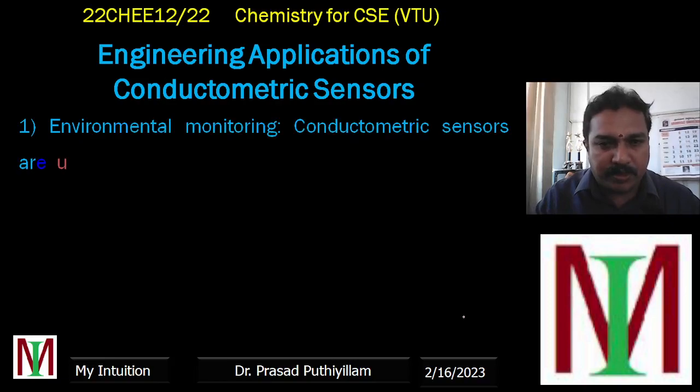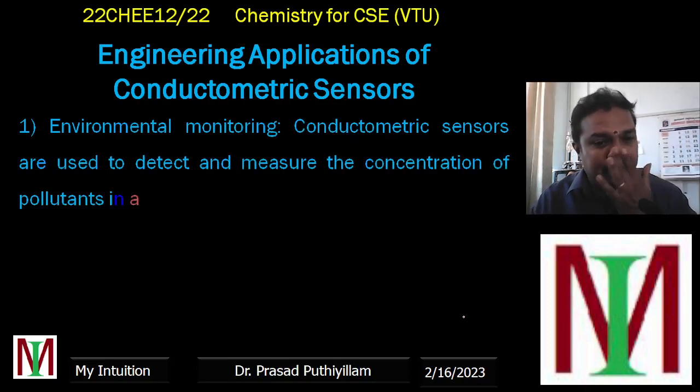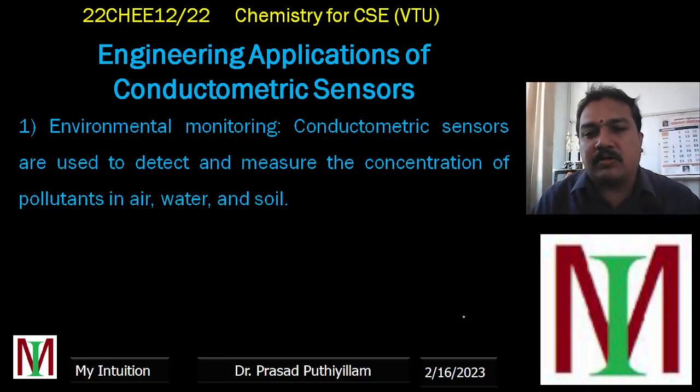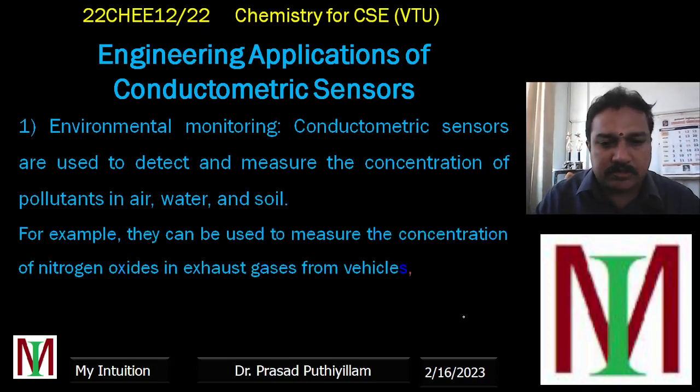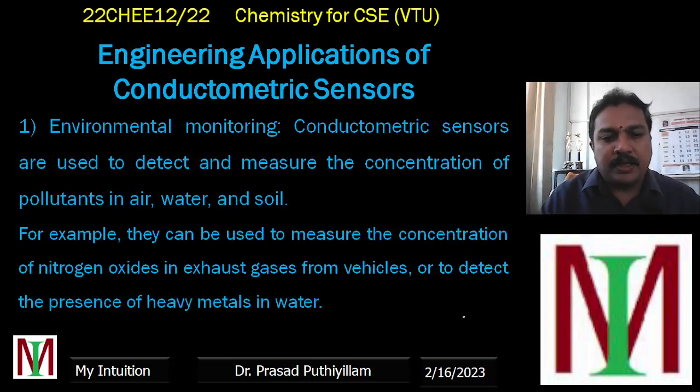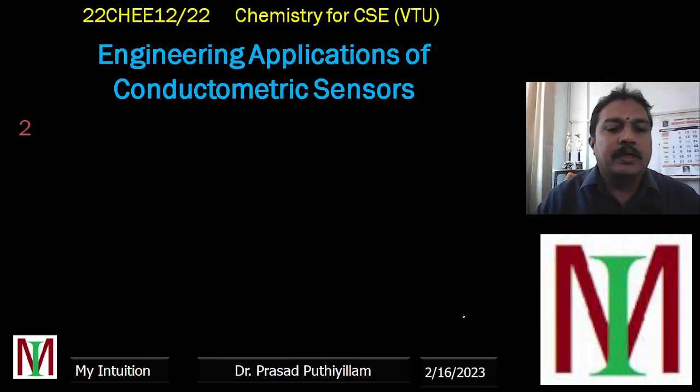First example, environmental monitoring. Conductometric sensors are used to detect and measure the concentration of pollutants in air, water, and soil. For example, they can be used to measure the concentration of nitrogen oxide or carbon dioxide in the exhaust gas from vehicles, or to detect the presence of heavy metals in water. Water analysis can be done.